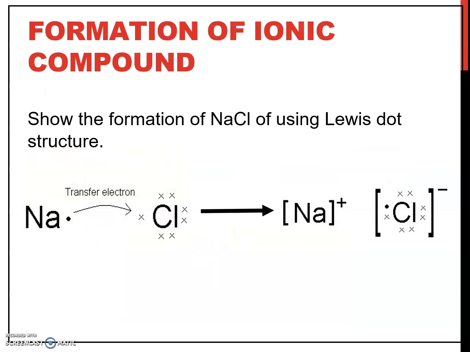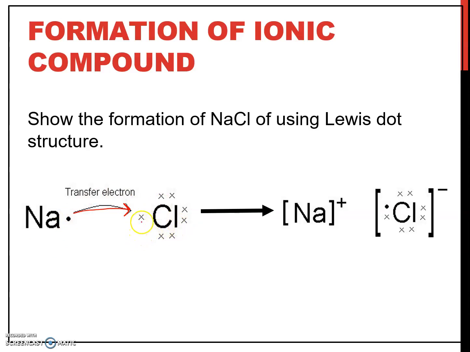Okay, we look at the formation of ionic compound, the formation of sodium chloride by using Lewis dot symbol. You must show the valence electron. Sodium has 1 valence electron represented by 1 dot, while a chlorine atom has 7 valence electron.